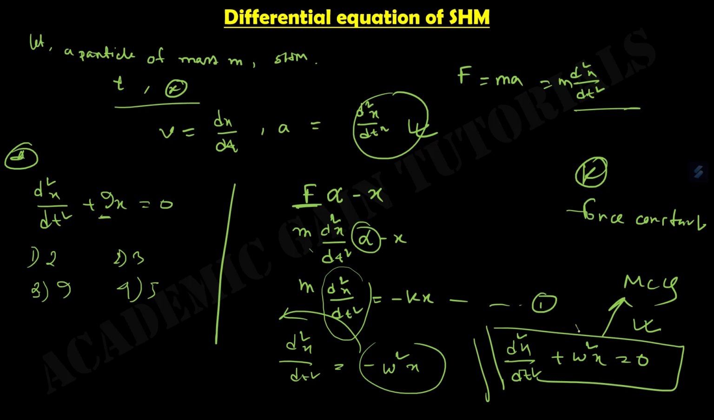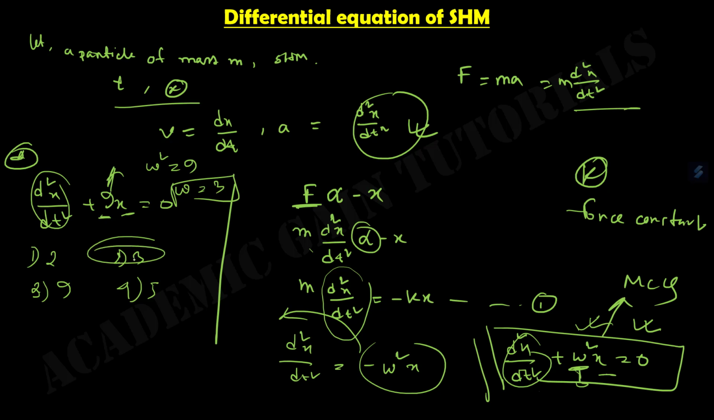We know this differential equation. Here I find that this omega square term and this term are matching. So 9 will be equal to omega square. So omega square equals 9. So what will omega be? Omega equals 3. So the angular velocity or angular frequency of this term is 3. In that manner we can solve some MCQ questions on this differential equation.